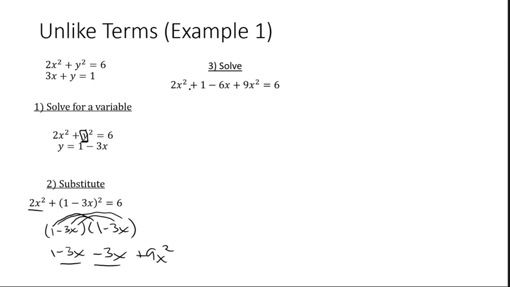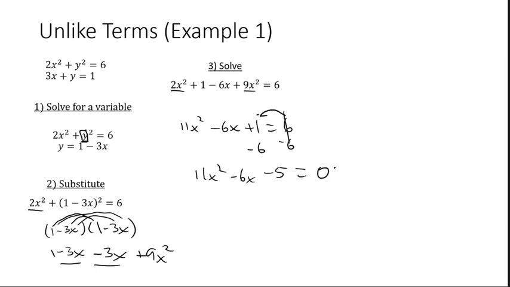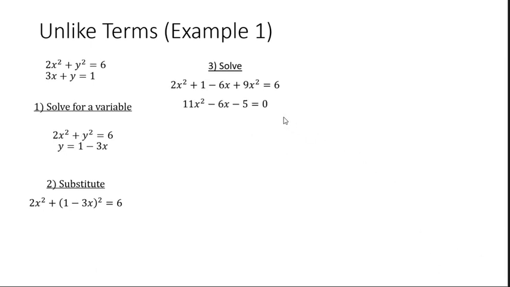So from here we can combine. 2x squared plus 9x squared would be 11x squared. So it's 11x squared, and then we have the minus 6x, and then we have the plus 1 equals 6. And the 6 we can bring over here by subtracting. So now we have 11x squared minus 6x minus 5 equals 0. And we see that typed up right here. So from this point, we have a quadratic equation that we can solve.